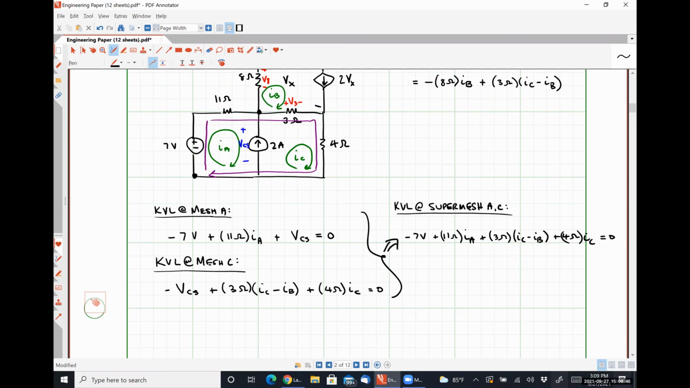So that current source is forcing 2 amps to flow up. And we know that the difference between those two mesh currents has to be 2 amps. All right. So our current relationship equation here will be IC minus IA is equal to 2 amperes.